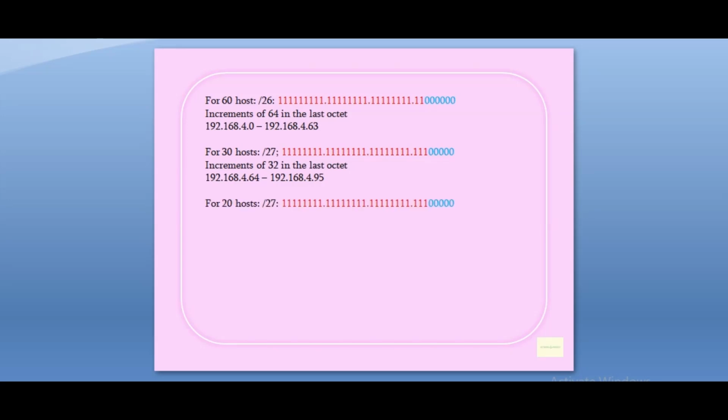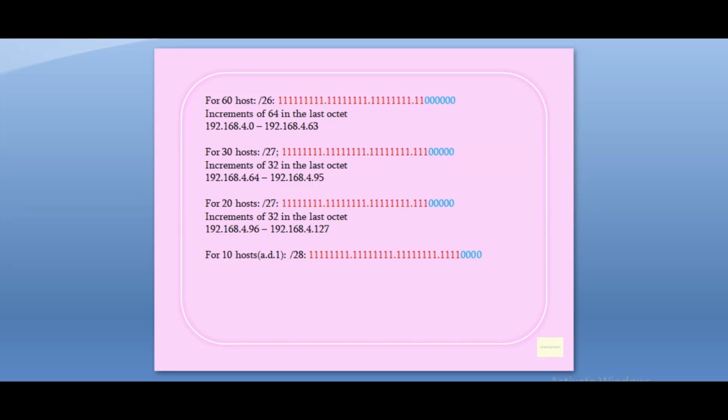For the subnet with 20 hosts, using /27, the last network bit is in the fourth octet, and in the binary place value table, it is on the value of 32. Again, with increments of 32 in the last octet, we get our subnet. For this subnet's network address, add 1 to the previous subnet's broadcast address, which gives us 192.168.4.96. And for the broadcast address, add 32 to the last octet, which gives us 192.168.4.127. The host assignable IP addresses are from 192.168.4.97 to 192.168.4.126.